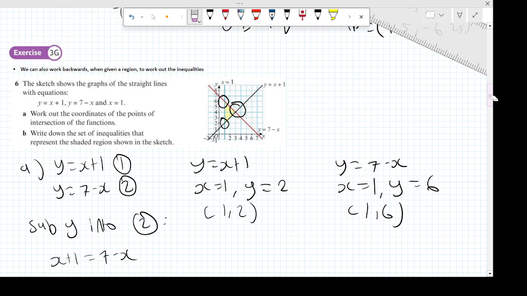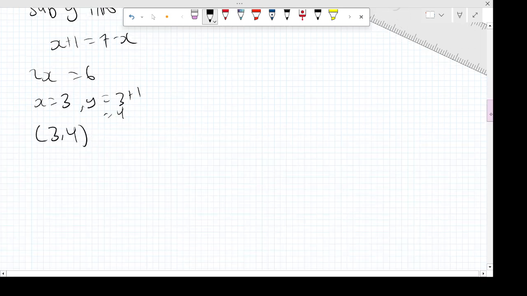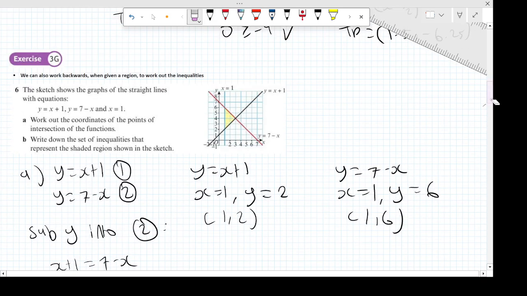Cool. And hopefully, again, you can use the graph to make sense. So 1, 6 is here. Great, that is clearly 1, 6. 1, 2 is there, so that's right. And then this other intersection point is 3, 4, is it? That's what we've got, 3, 4. So, yeah, we've done it right.